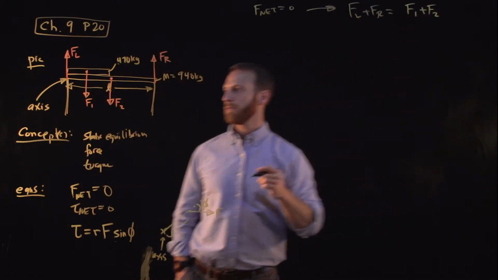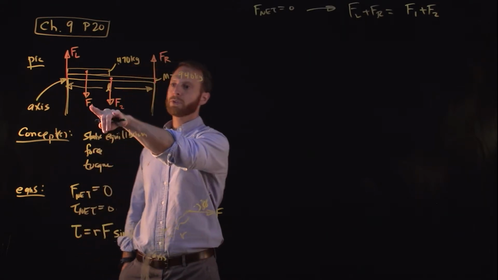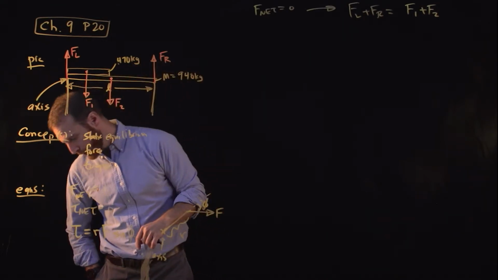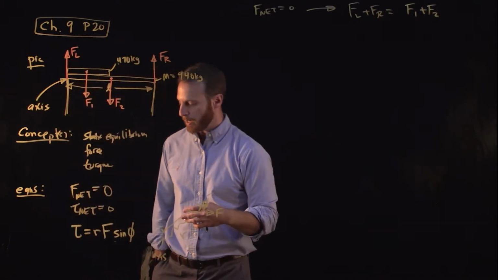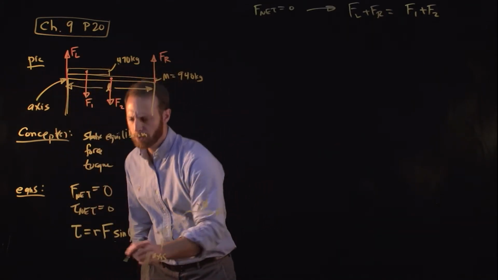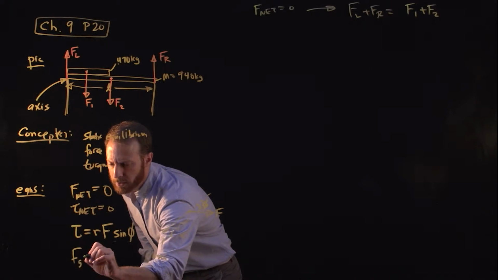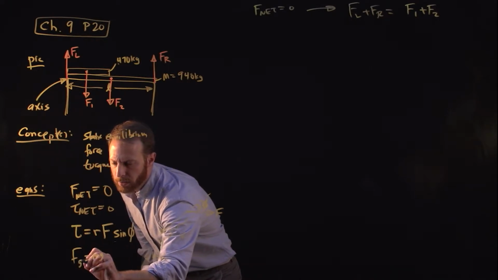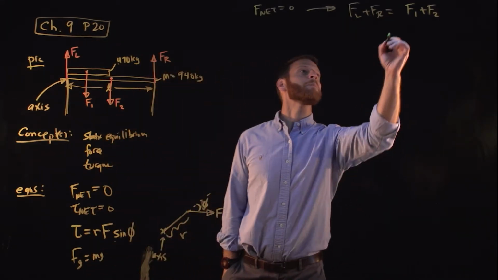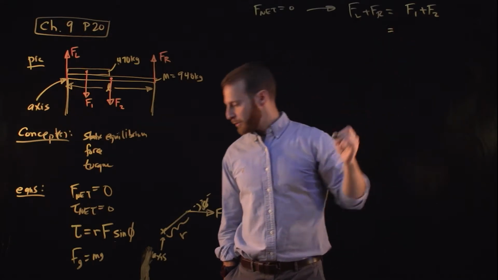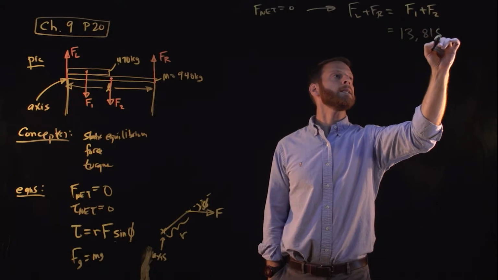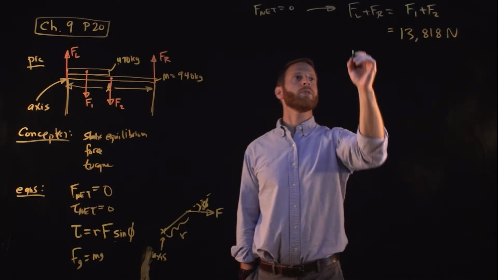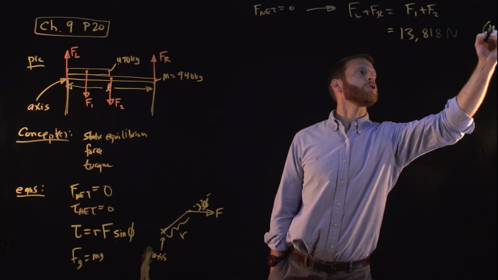Now, F1 plus F2, that's just the sum of the forces of gravity acting on both of these steel beams. If you add that up, using g as 9.8, the force of gravity is mg. I assume by now you know that. F1 plus F2 turns out to be 13,818 newtons, if I didn't screw that up. Let's call this equation number 1.